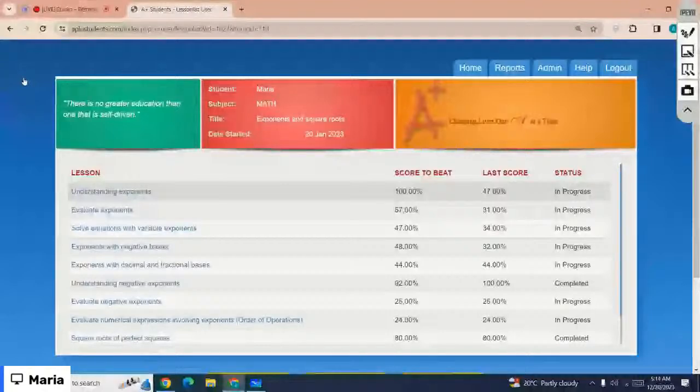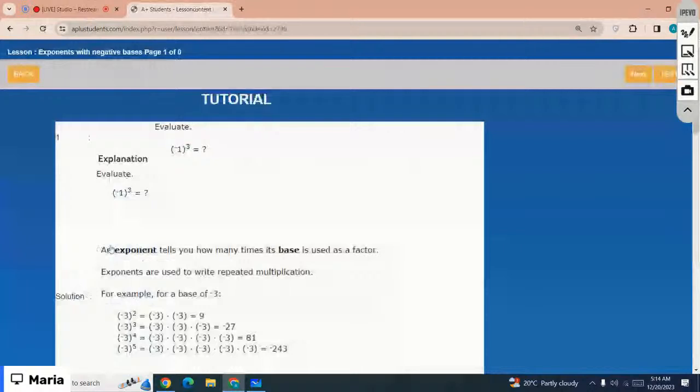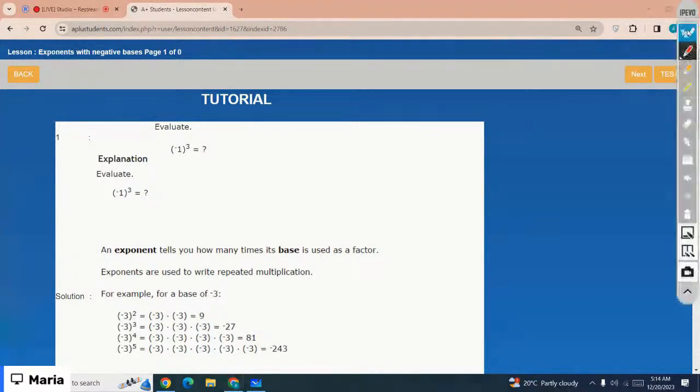Okay, so let's just start with the next lesson, that is exponents with negative bases. How do we evaluate the exponents with negative bases? So the first example is evaluate negative 1 exponent 3, right? You can see negative 1 is inside the bracket. That means 3 is the exponent of 1 and the negative sign as well. You need to do negative 1 times negative 1 times negative 1, right? So basically, you need to see the exponent. The exponent is 3. That is the odd number.